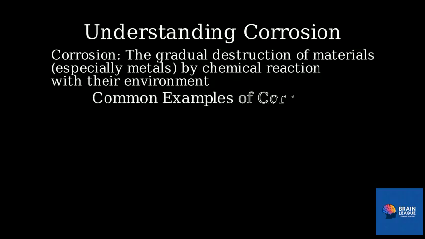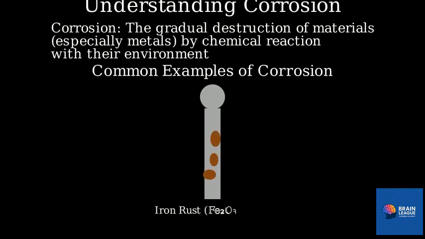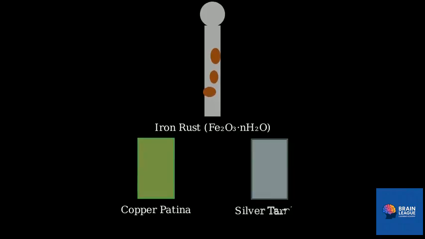Let's look at some common examples of corrosion that we see in everyday life. The most familiar type is rust, which is the corrosion of iron. Other examples include the green patina on copper, tarnishing of silver, and aluminum oxidation.